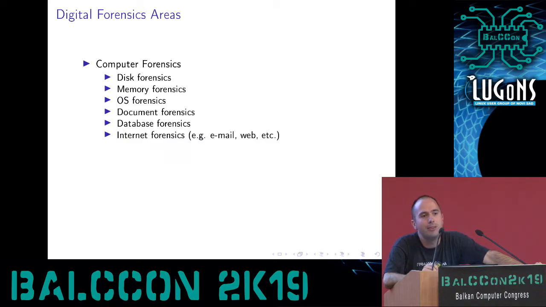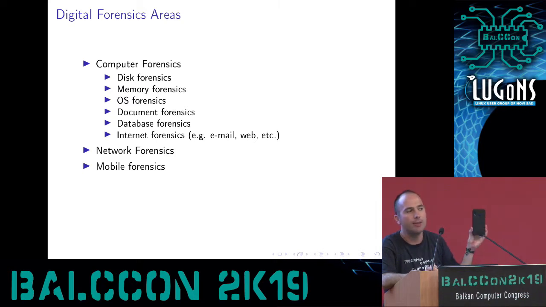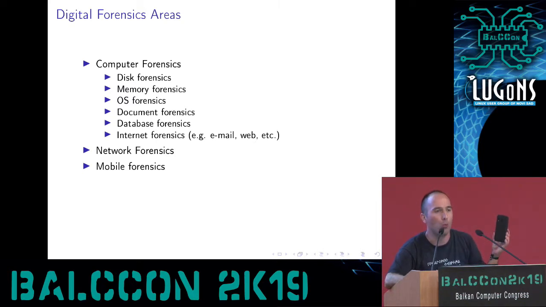In the last decade or two, internet forensics also became popular because most people are using PCs to communicate. Another traditional branch of digital forensics is network forensics, which is concerned with data in transit. Recently, mobile forensics also became popular. You all know that mobile devices are basically small computers, but they're specific, so we have to use specific methods and tools that I'm going to explain later on.